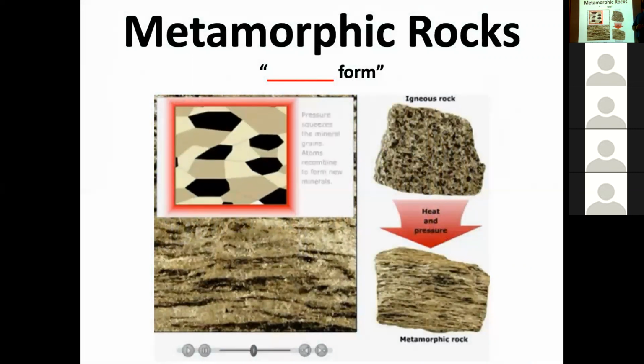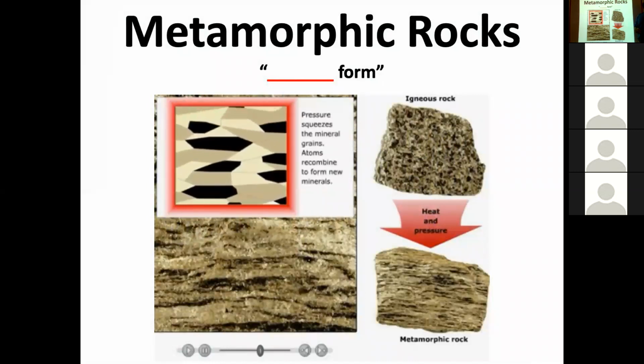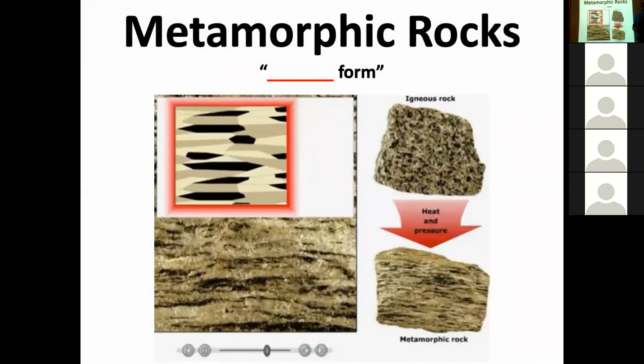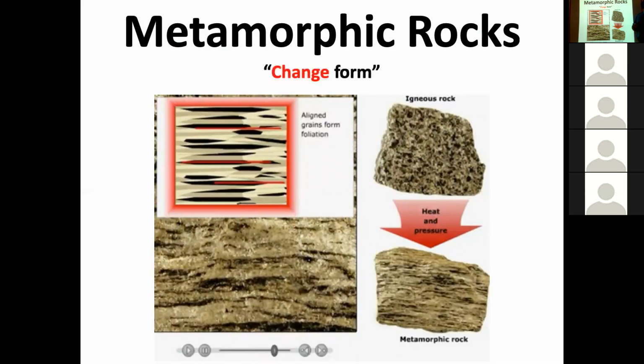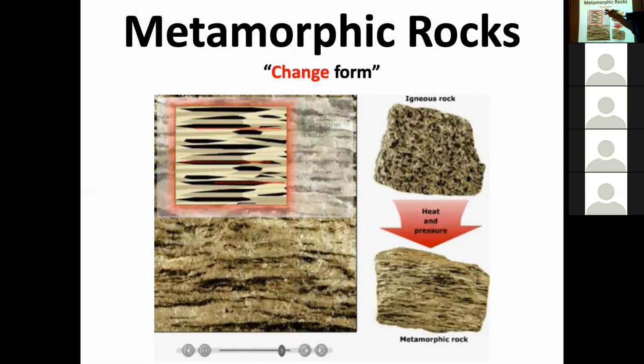It kind of shows a change. This will make more sense in a little bit. But the main thing with metamorphic rocks is change. They change form. So you start with one kind of rock, something happens to it, and then you end up with a different type of rock. Like you start with igneous rock, some things happen to it, and then you end up with a metamorphic rock.